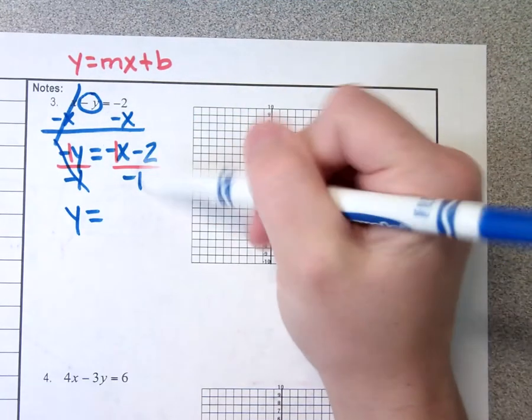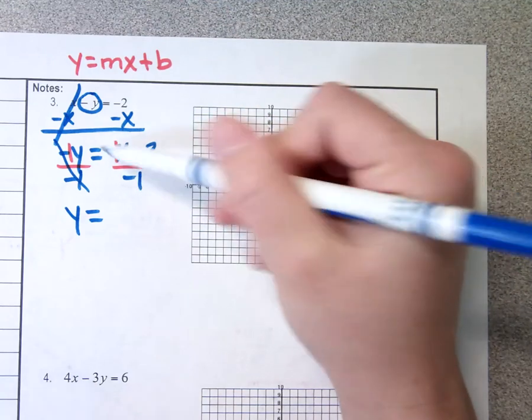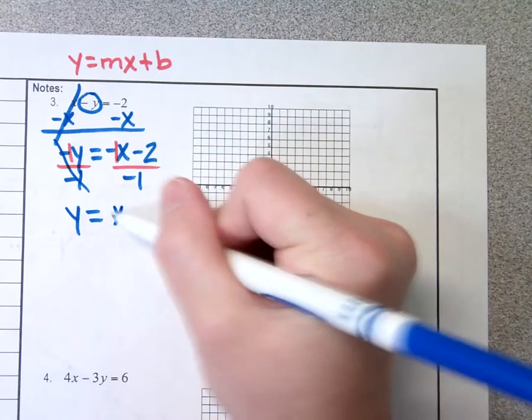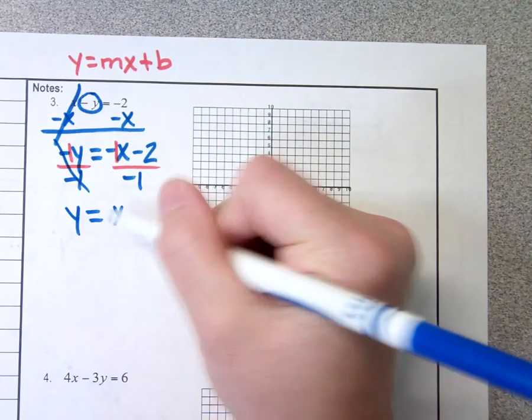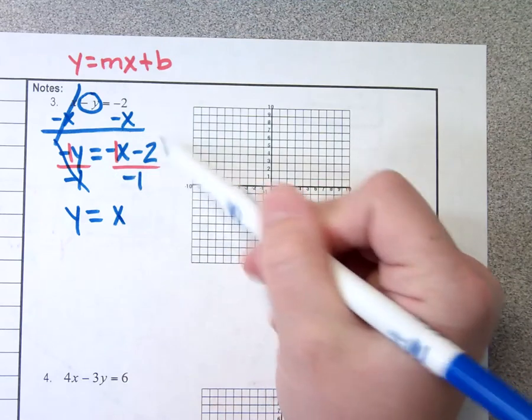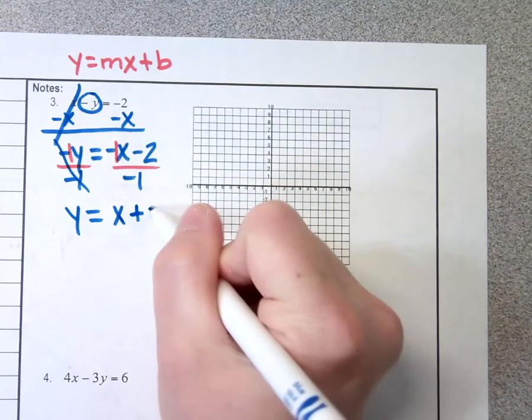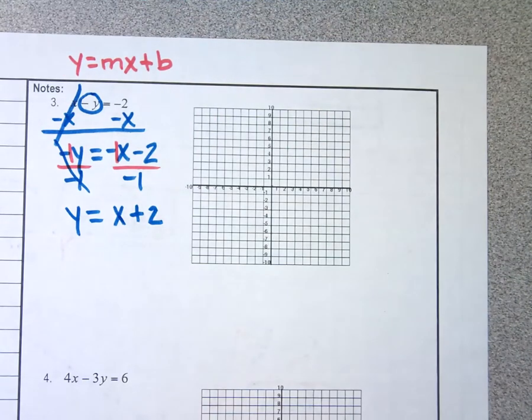So let's try to reduce our pieces. What's negative 1 divided by negative 1? A positive 1. So a positive 1x, or just x. And then reduce this piece. How much is negative 2 divided by negative 1? A positive 2. And now our equation's in slope-intercept form.